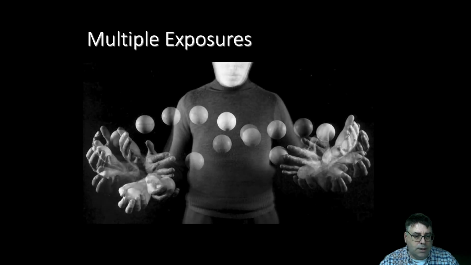So again, guy juggling, you can see it's exposed a number of times, his face becomes very white. And his hands in the middle area become very white as well.